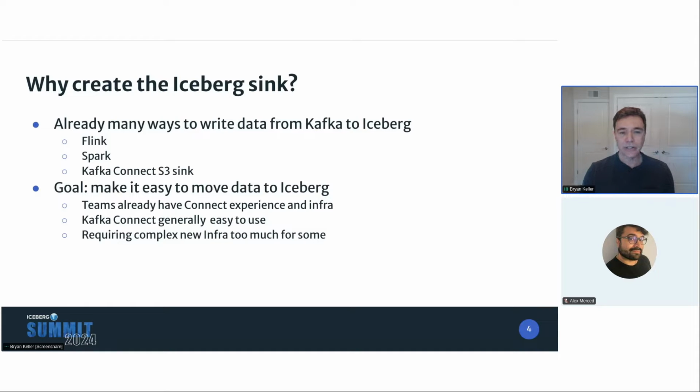But in general, we want to make it easy for everyone to move data from Kafka to Iceberg, and that includes those with Kafka Connect experience and infrastructure. Some teams don't have the infrastructure or experience to run Flink or Spark streaming jobs, for example. And requiring complex new infrastructure just to write data to Iceberg is often too much to ask. In addition, Kafka Connect, being configuration-driven, can be very easy to use. So creating the Kafka Connect Iceberg sink opens up Iceberg to many who might not otherwise consider it.